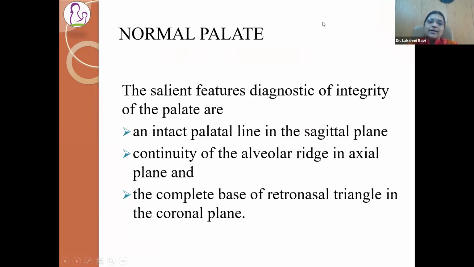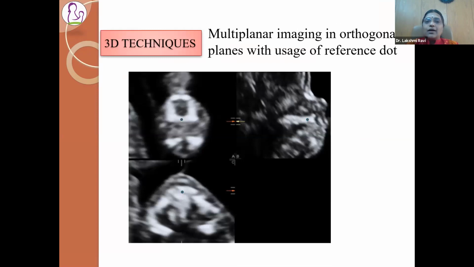Now coming to the palate. We all know that in the first trimester, we look for the intact maxillary line, the continuity of the alveolar ridge in the axial plane, and the complete base of the retronasal triangle in the coronal plane to evaluate the palate in the first trimester. But all these three things can be imaged in a single plane format. See, I put the reference dot in the base of the retronasal triangle. So this is a coronal plane.